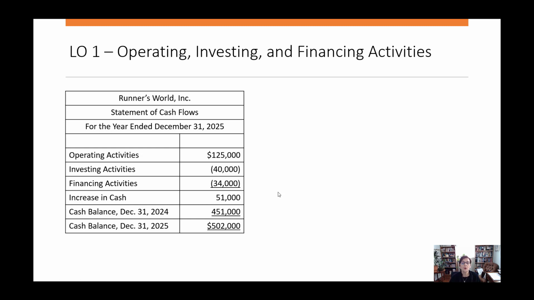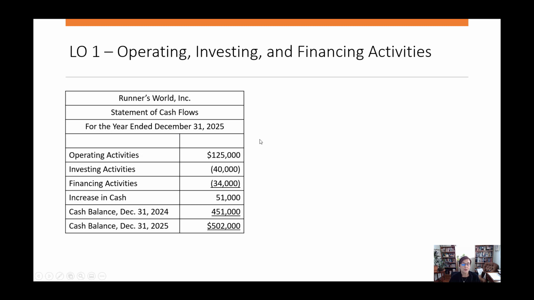So when we're all done, it's going to look much longer. The one that we have at the end is going to be much longer. But this is just to show you the overview of what the statement of cash flows looks like. Notice that it has, of course, a three-part heading like all of our statements. It is for a period of time, like the income statement. So it is for the year ended.